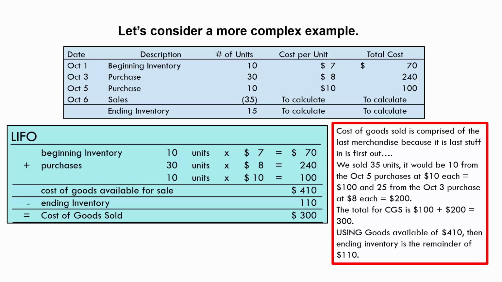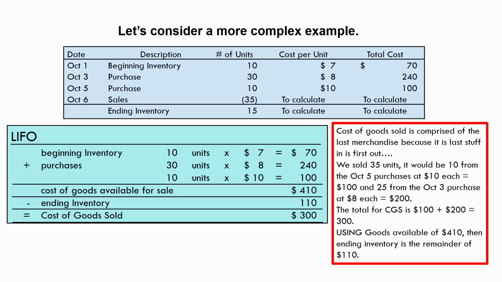And so as we discussed over here, you're going to have 10 units at $10, or $100, and 25 units from the October 3rd purchase at $8. And so our total cost of goods sold ends up being $200. The total cost of goods sold is $200 from October 3rd and it's $100 from October 5th. That adds up to the total of $300 because it's coming from those two batches of products.